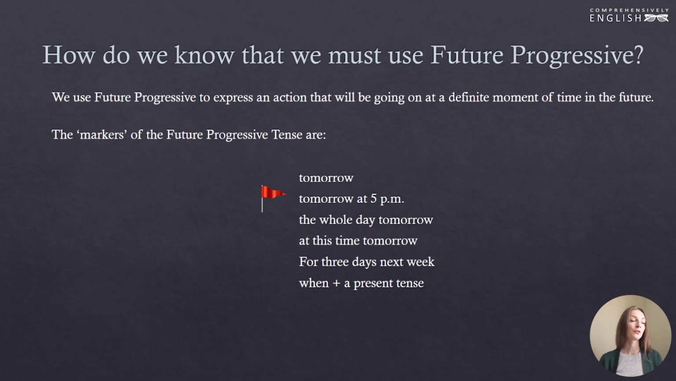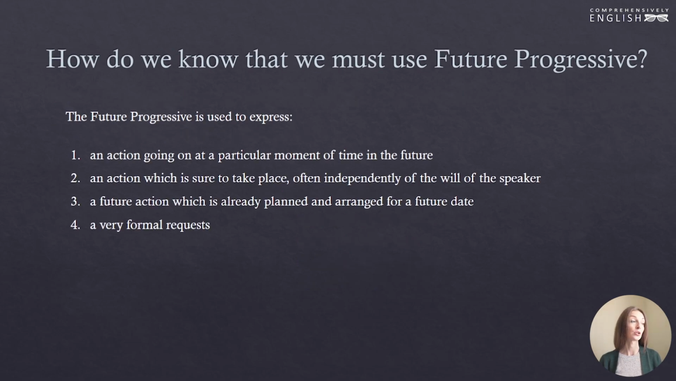Just like the present progressive tense or the past progressive tense, but in the future. The markers of the future progressive tense are tomorrow, tomorrow at 5 p.m., the whole day tomorrow, at this time tomorrow, for 3 days next week, when plus a present tense. So the future progressive tense is used to express an action going on at a particular moment of time in the future, an action which is sure to take place, often independently of the will of the speaker, a future action which is already planned and arranged for a future date, and in very formal requests.